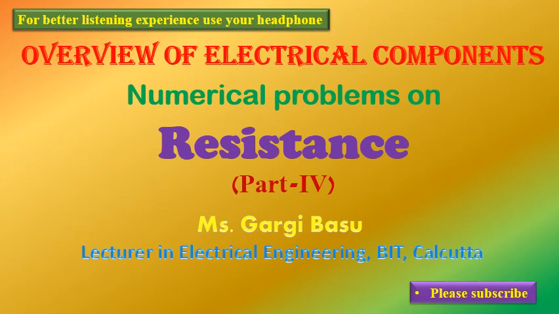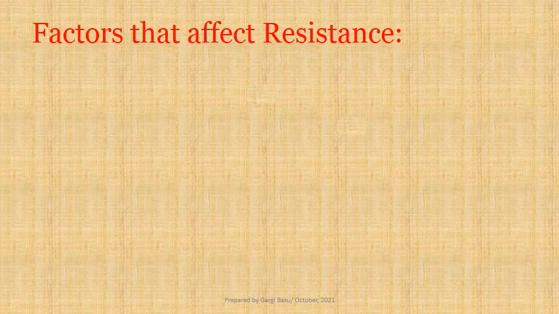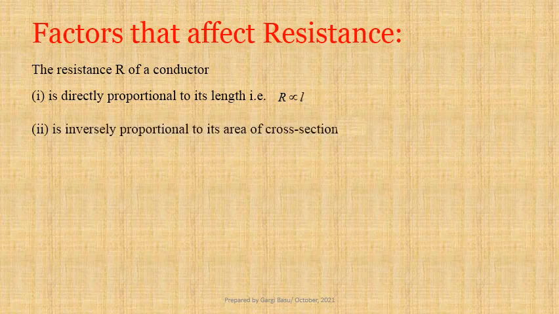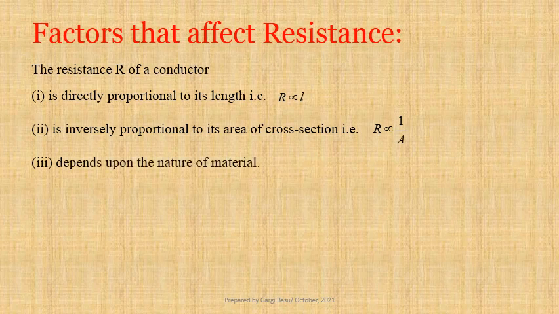When temperature remains unchanged, the resistance of a conductor is directly proportional to its length, that is, R is proportional to L. It is inversely proportional to its area of cross section, that is, R is inversely proportional to A. It depends on the nature of material. Now we can write R is proportional to L by A.